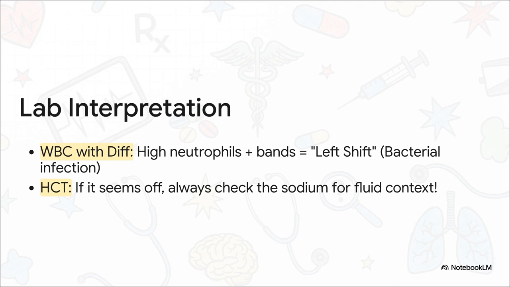Second, hematocrit. If the hematocrit looks weirdly high or low, the very next lab you should look at is the sodium. It tells you if the blood is too watery or too concentrated. So if you see a high hematocrit and a high sodium, what are you thinking? Dehydration for sure. That's hemoconcentration.